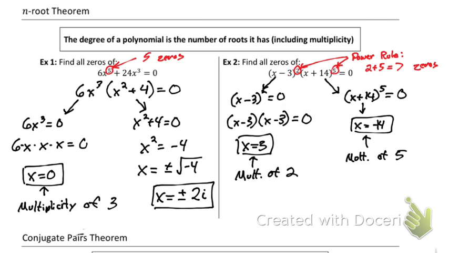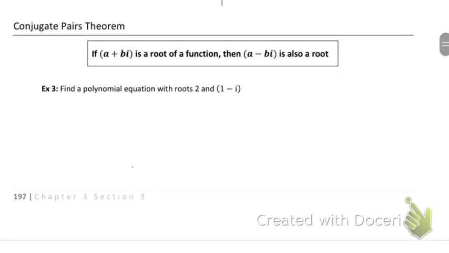All right, we're going to get to one of those other theorems that just fits in here. It's called the conjugate pairs theorem. The conjugate pairs theorem says if a plus bi is a root or a zero of a function, then a minus bi is automatically another root. So if I tell you there's an imaginary root, say positive i is a root, you automatically know negative i is a root too without me telling you that.